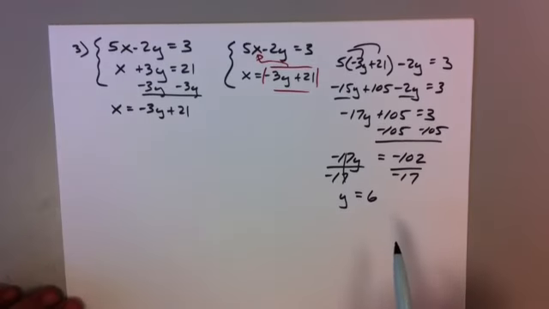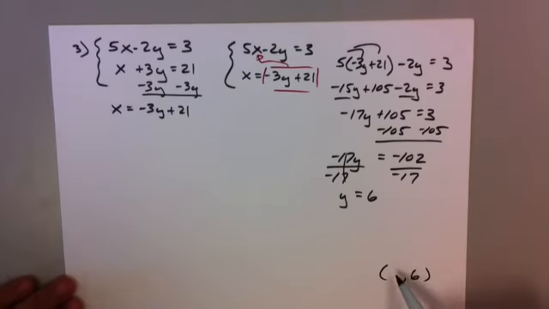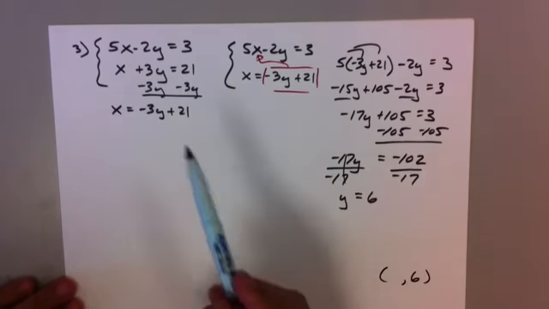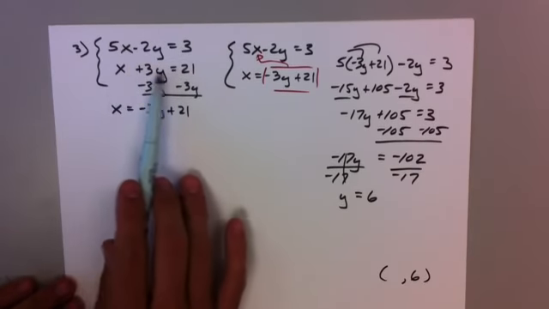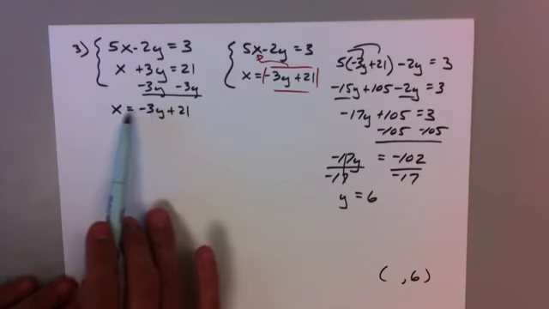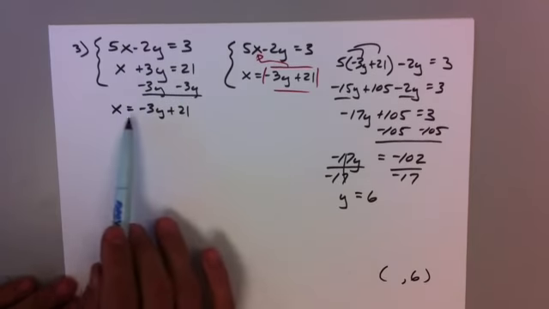So we got half the work. As I'm looking at my answer, I'll put my answer down here. It's something comma 6. The question is, what's that something? So let's go back to the original. We can either use this equation, we can use this equation, or we can actually use this one, because all this one is this equation rewritten. So that's what I'm going to do. I'm going to use this one.